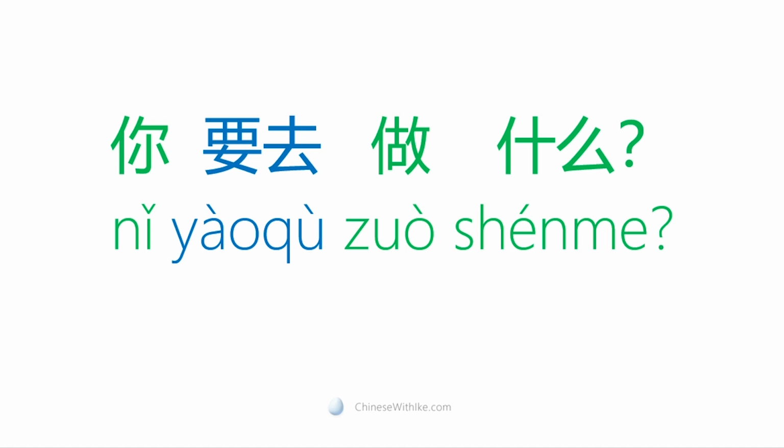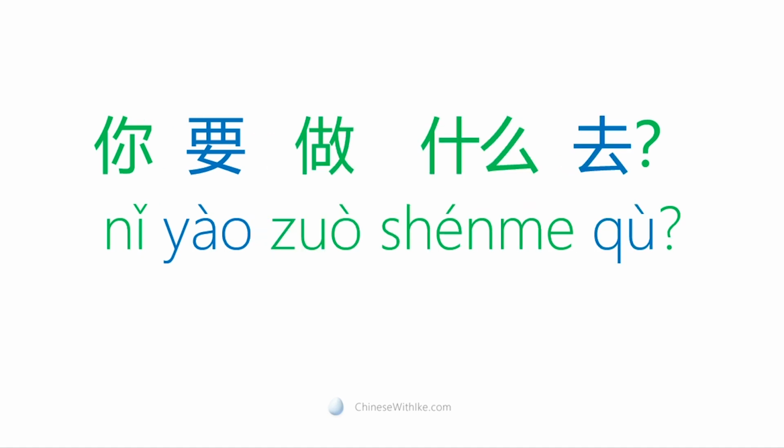你要去做什么? And you will hear somebody say this. 你要做什么去? 去 could be in the end or with 要. Both of them are okay.